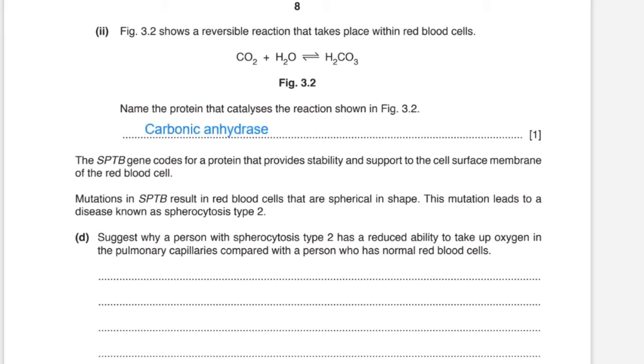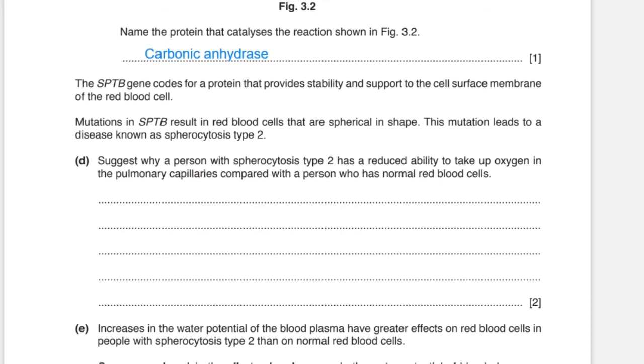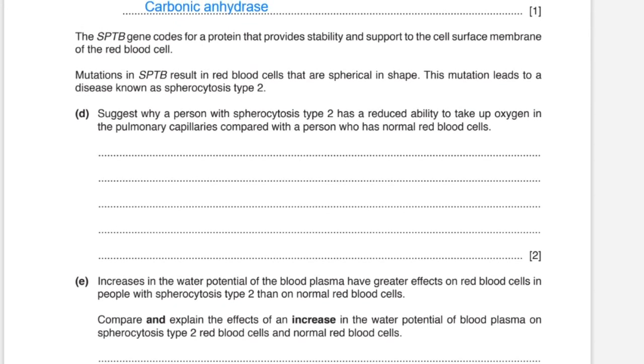The SPTB gene codes for a protein that provides stability and support to the cell surface membrane of the red blood cell. Mutation in SPTB results in red blood cells that are spherical in shape. This mutation leads to a disease known as spherocytosis type 2. D. Suggest why a person with spherocytosis type 2 has a reduced ability to take up oxygen in the pulmonary capillaries compared with a person who has normal red blood cells.